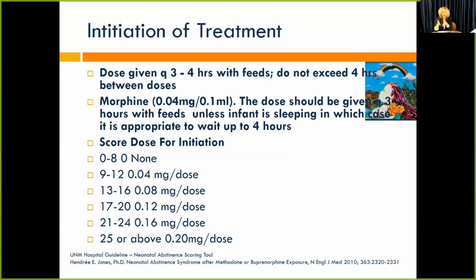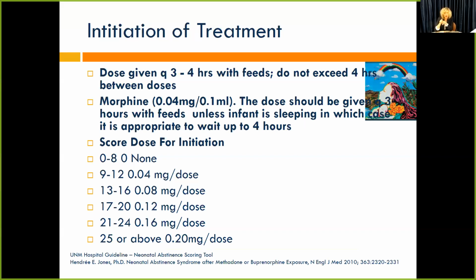If the baby is sleeping, then we can wait. It's about 4 hours between the dosing. That's the formulation that we'll recommend, the 0.04 milligrams per 0.1 milliliter. And notice there it says score, dose for initiation. So the score range are the first numbers there, and then the dose is next to that.